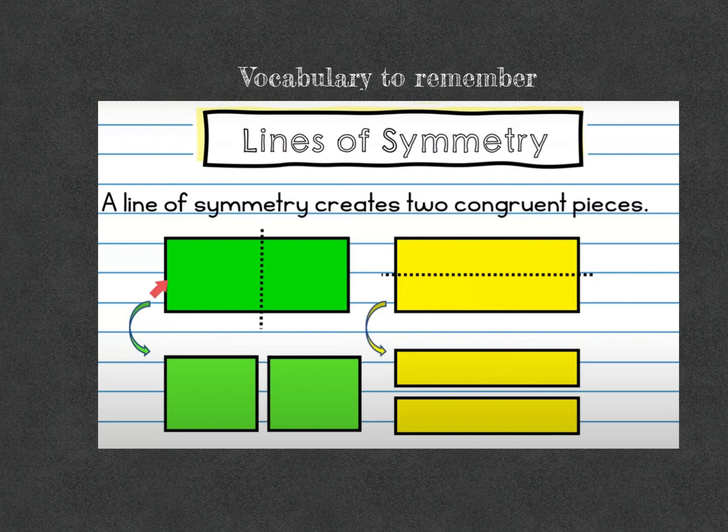So if we look at this green rectangle, the dotted line represents the line of symmetry. This is where we would fold this green rectangle in order for us to create two congruent rectangles. If we were to fold the yellow rectangle along this line of symmetry, we would form these two congruent rectangles. Therefore, symmetry can be thought of as cutting or folding a shape into two mirror images of one another.